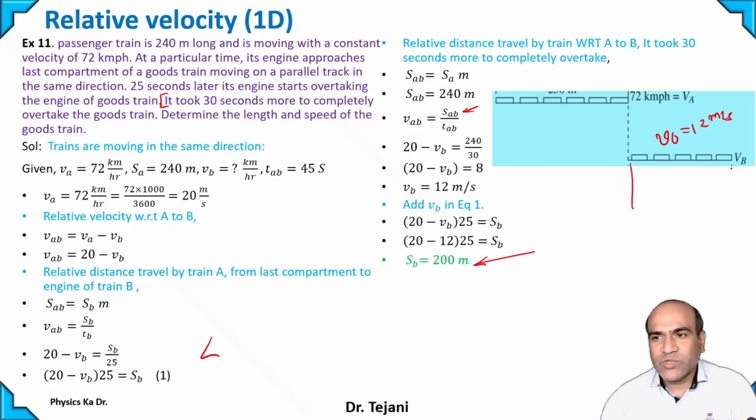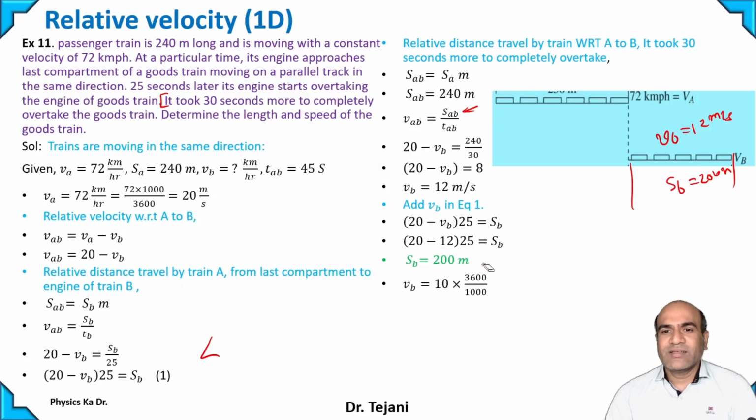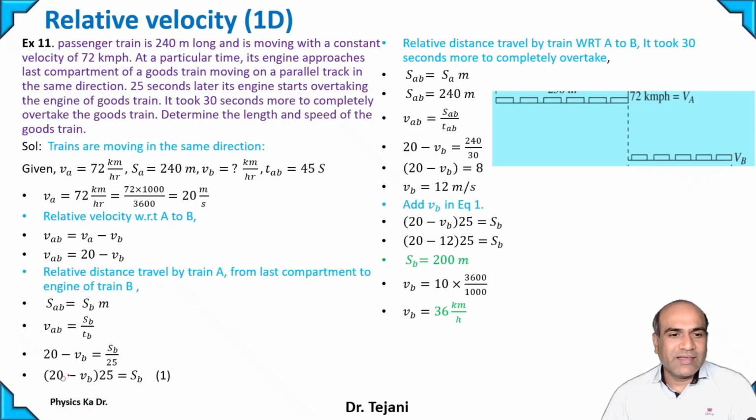That means this train distance SB is equal to 200 meter. Very simple. You can convert velocity into kilometer per hour. So it is 36 kilometer per hour, and SB you can convert if you want. If it is asked, you can convert this to kilometer, but it is in meter. Fine. Right. So question number 11 was somewhat tricky. I think you should solve this example again without seeing this video, and then compare. Otherwise, you may lose this example.